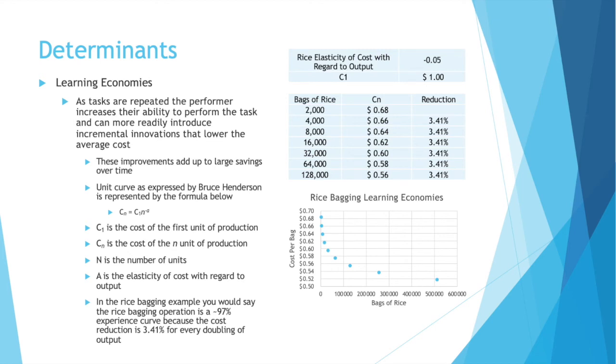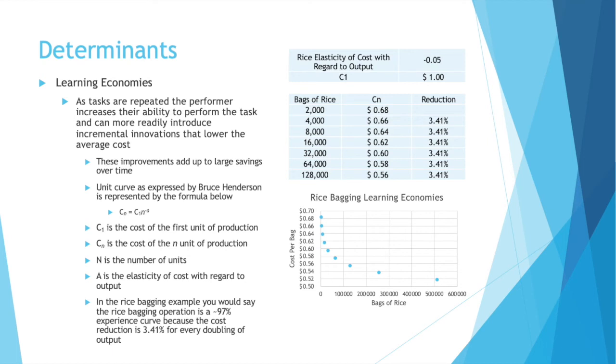Another determinant is known as learning economies, which says as tasks are repeated, the performer increases their ability to perform the task and can more readily introduce incremental innovations that lower the average cost. This is very similar to the division of labor and superior techniques. You call this trend of decreasing cost per unit the unit curve, and it can be expressed with a formula.